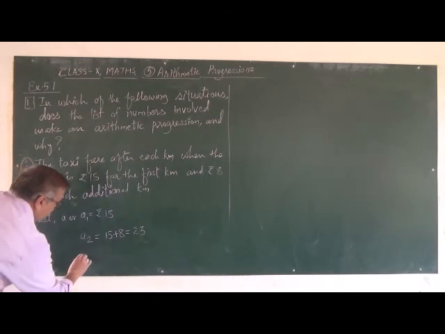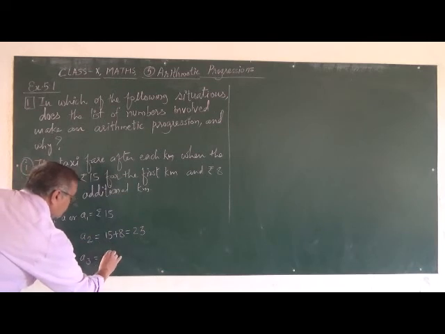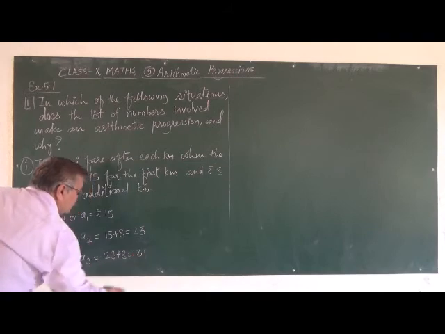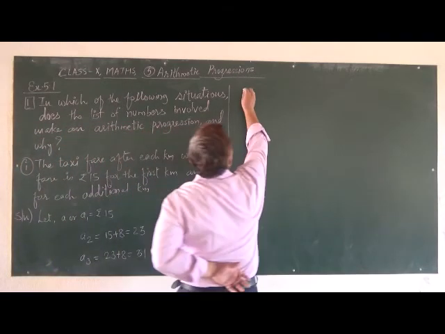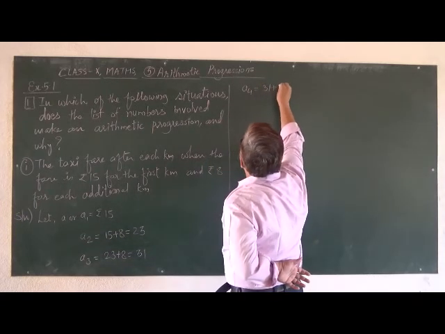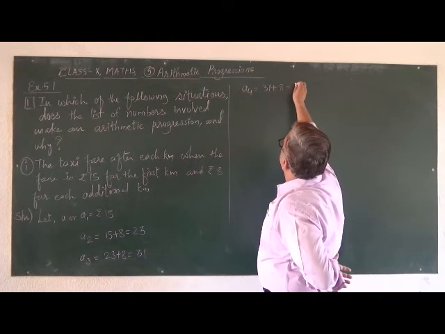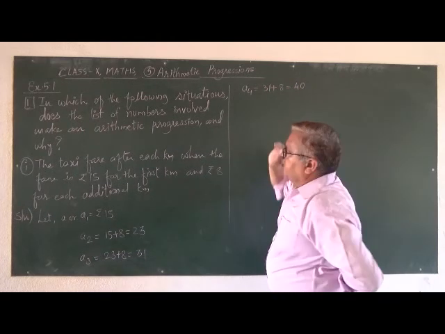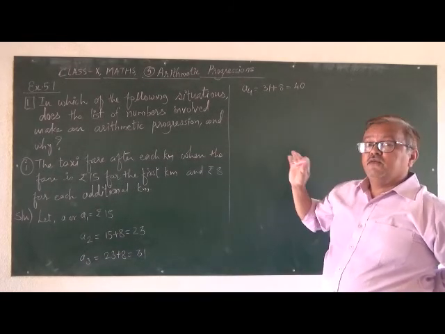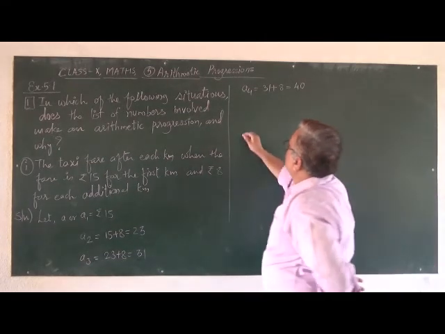What will be A3, the third term? 23 plus 8, and that is 31. What will be the fourth term A4? A4 will be 31 plus 8. Every successive kilometer you have to pay rupees 8 extra. So 31 plus 8 is 40. Now only 3 or 4 terms are sufficient to identify whether the list of numbers forms an AP or not.